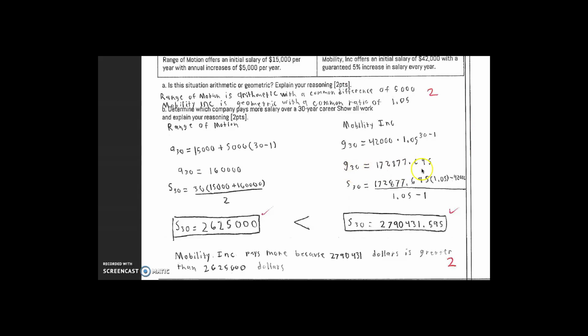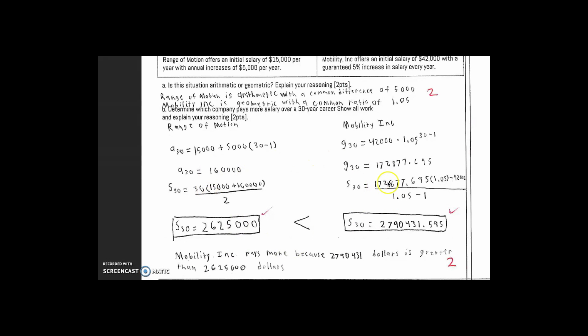And if you took that number, the formula says GN times R, which is 1.05, minus your first initial year, 42,000, divided by R minus 1, 1.05 minus 1. Put that in your calculator and you'll get 2,790,431.59. Mobility Inc. pays more because $2.8 million is greater than $2.6 million.